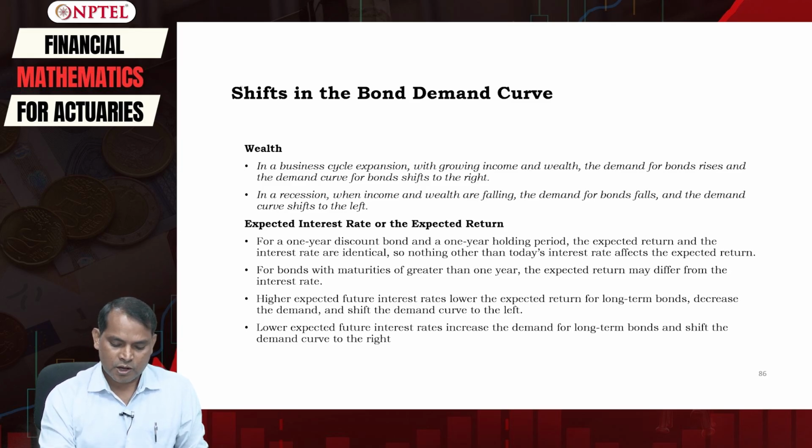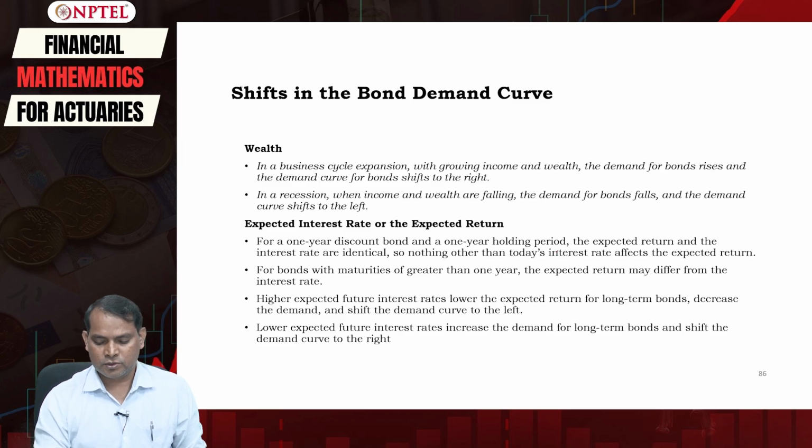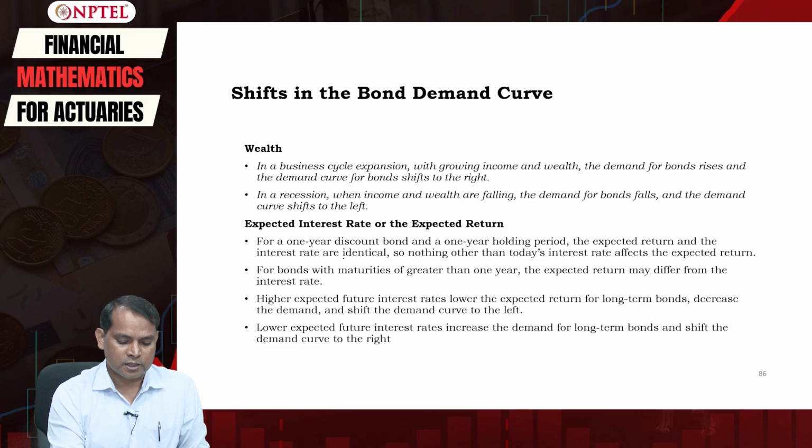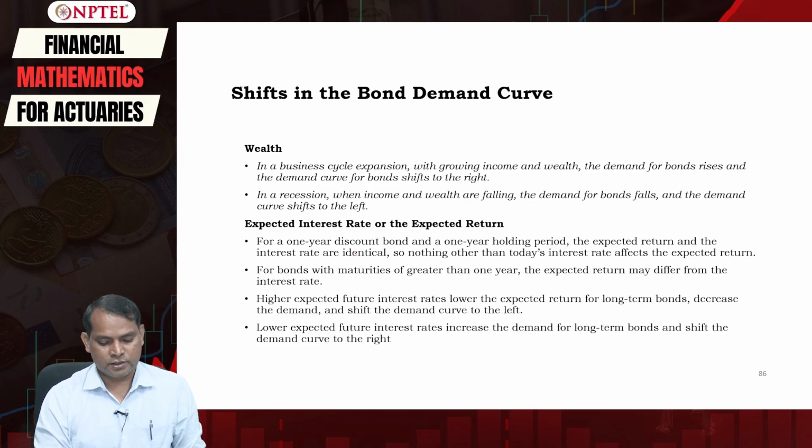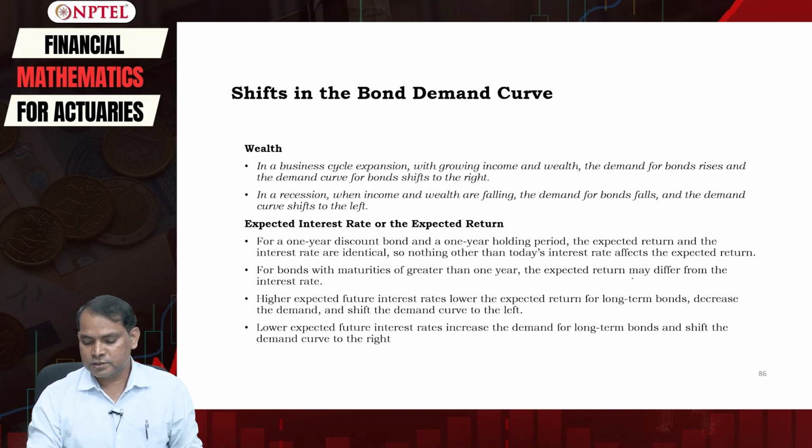For a 1 year discount bond and a 1 year holding period, the expected return and the interest rate are exactly the same or identical. So nothing other than today's interest rate affects the expected return. But for bonds with maturity of greater than 1 year, the expected return may differ from the interest rate. So a higher expected future interest rate lowers the expected return for a long term bond.